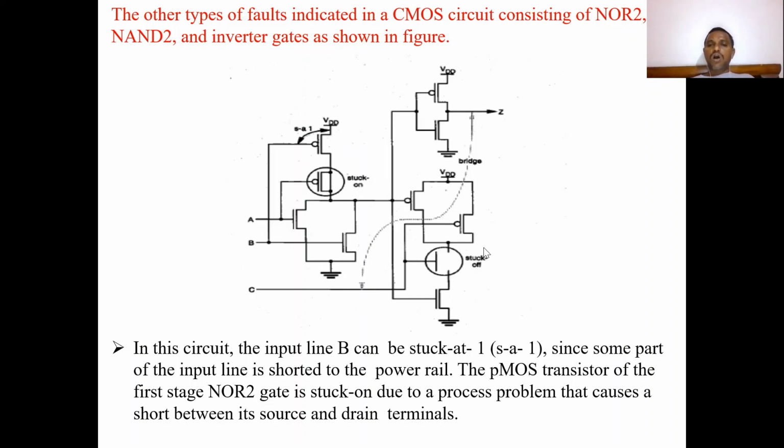Stuck off is nothing but there is no connection between all the 3 terminals. So we can indicate this fault as what? Stuck off. And at the same time, if you observe this diagram, there is a possibility of obtaining a connection between the output and ground. A connection between the output and ground due to physical defects is called a bridge fault.